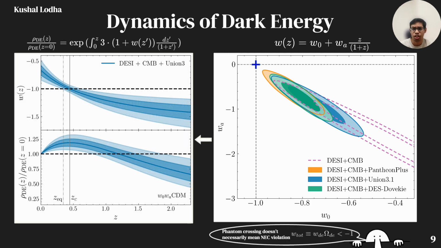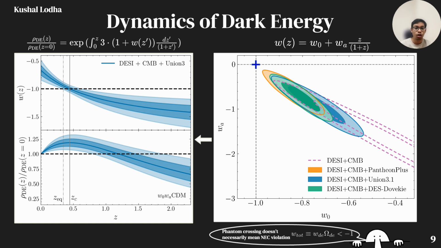To better understand these constraints, we can take these contours on the right and convert them into functions of redshift. On the top, we have the equation of state w(z), which goes from greater than -1 at low redshift to less than -1 at high redshift. This evolution is also reflected in the dark energy density as a bump in the bottom plot. The peak of the dark energy density is roughly around z equals 0.8, marked with a solid gray line. You can see it's the same point where w crosses -1. A dashed gray line shows the matter-dark energy equality, which is slightly before the phantom crossing.